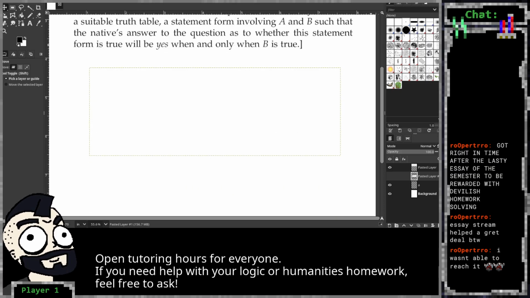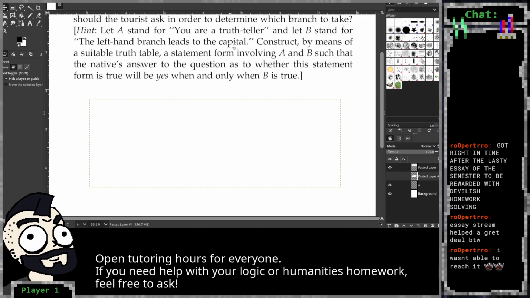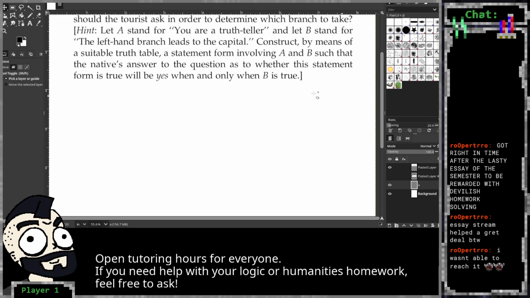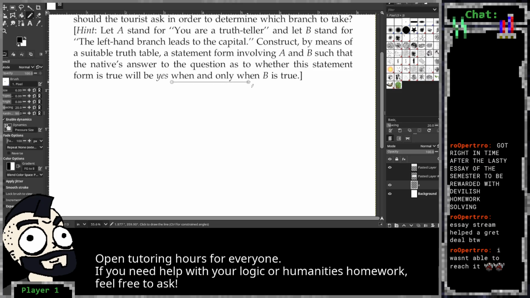Now, the book gives us a lot of hints, especially in this bit. When and only when. Oops, too tiny. So Rupert, what logical connective reminds you of when and only when?